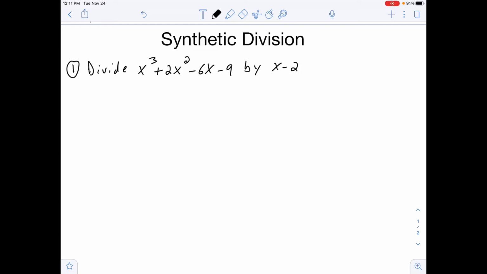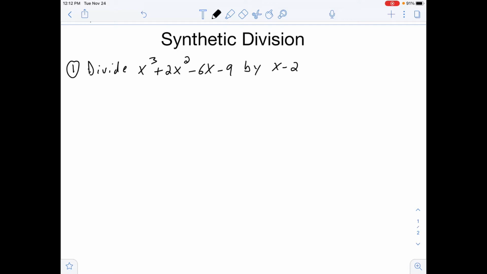All right, guys, so I'm going to show you how to divide using synthetic division. Synthetic division is great to use when you are dividing a polynomial by a linear term, a linear expression. It's really easy because we can divide without using the actual variables, which I'm going to show you how to do.